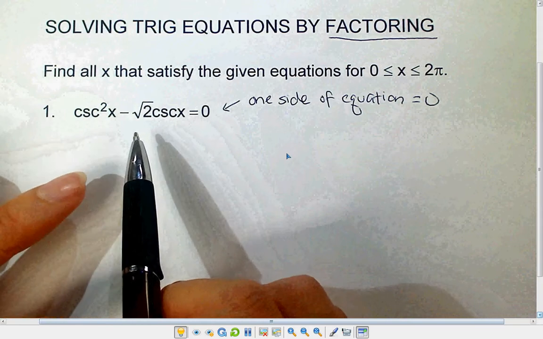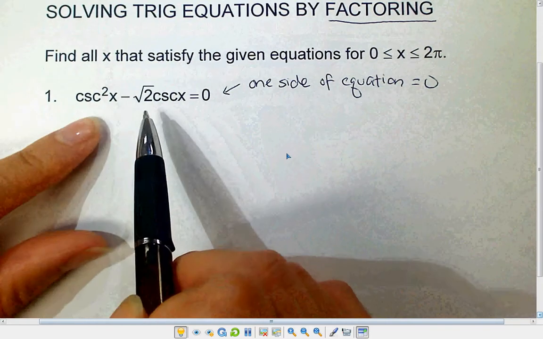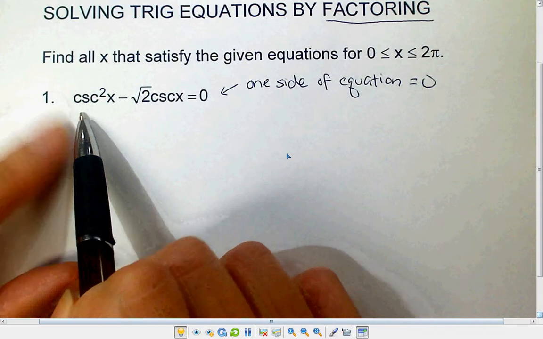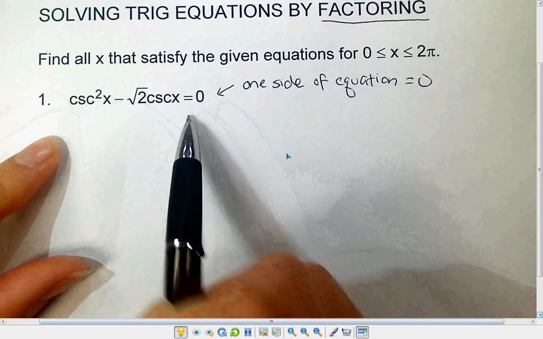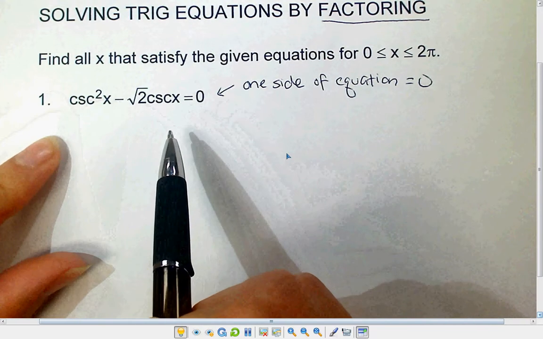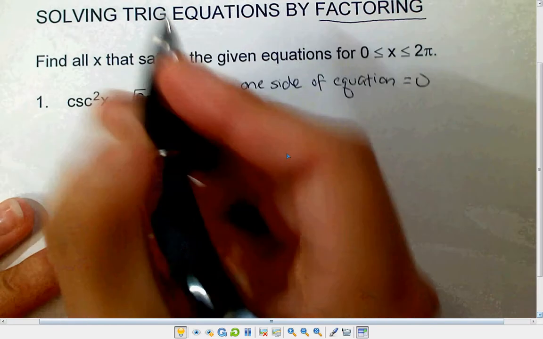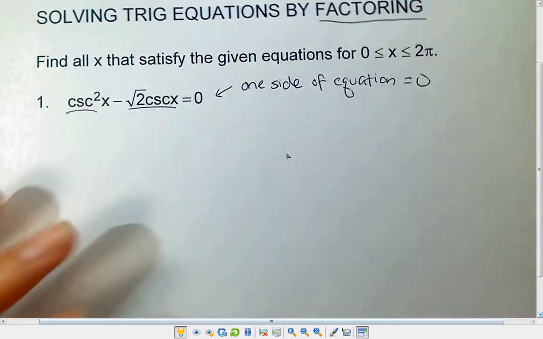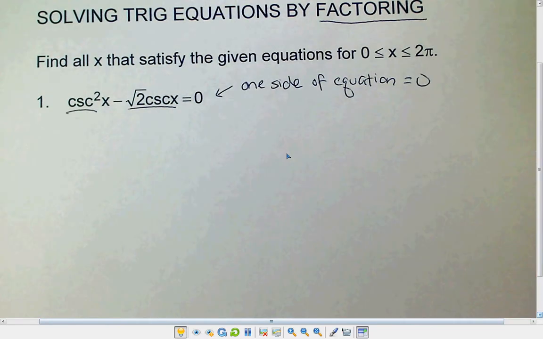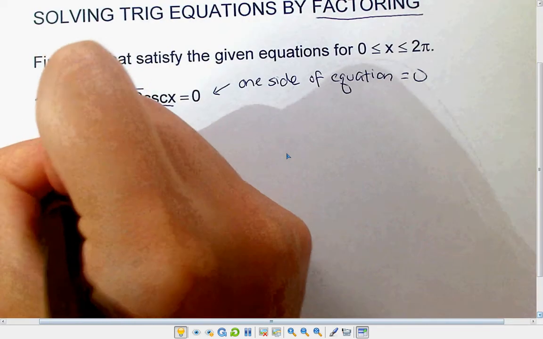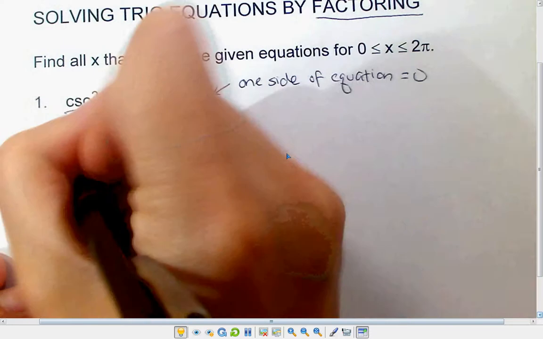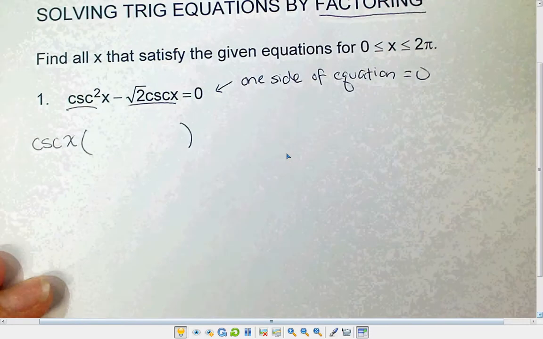move anything around. So for this first problem, there clearly is an A and a B, but there's no C here, so that's why we're not using the x box. Instead, we're going to see if there's anything we can divide out of both of these terms. Both of these have a cosecant, so I can take a cosecant of x out of both of them. That's going to go on the outside of my parentheses.